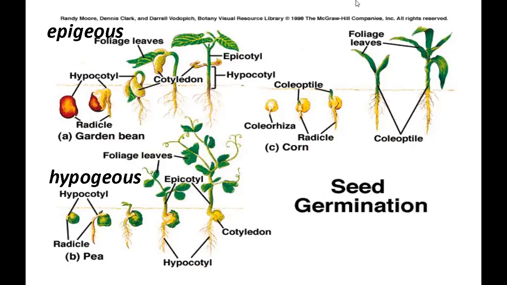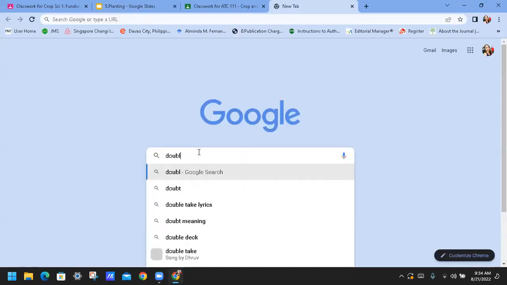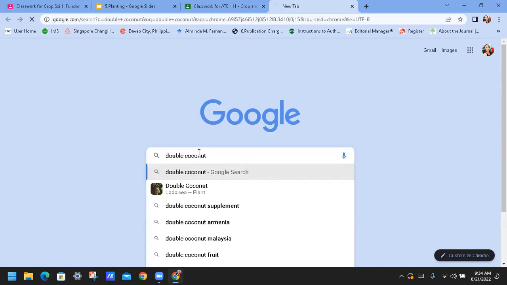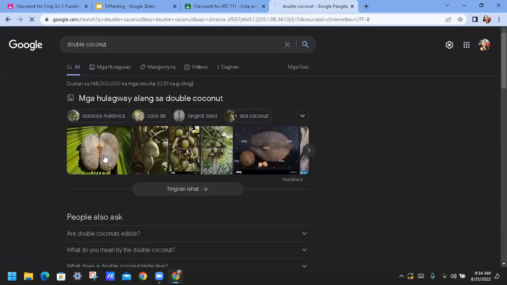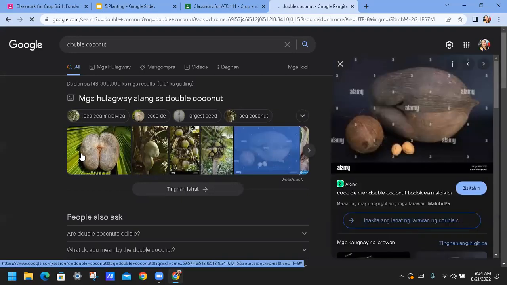Nakaka? My God! Nagtupo na? Ay, sakit si Duarte. Double coconut ang pasabot? Double coconut? It's the biggest... This one. Diba? Mura siyang itlog.